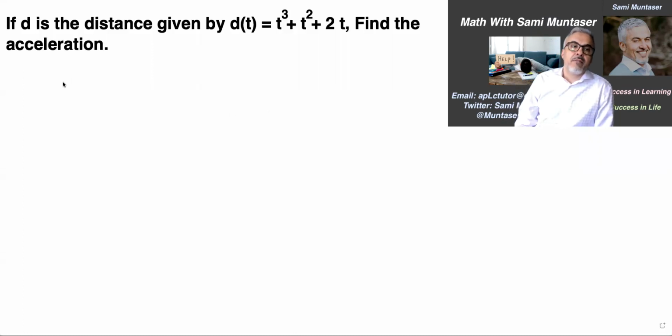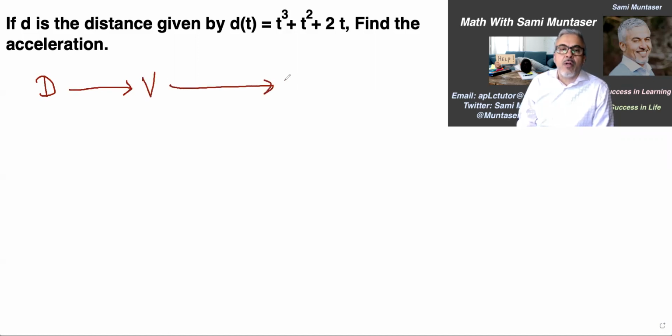So here's another question. If d is the distance given by d of t equals t cubed plus t squared plus 2t, find the acceleration. So just for all of you, if we have distance, we take the derivative, we get velocity, and then we take the derivative and we get acceleration. Okay, so basically just do the derivative, and then you do the derivative again. So the second derivative gives you acceleration.